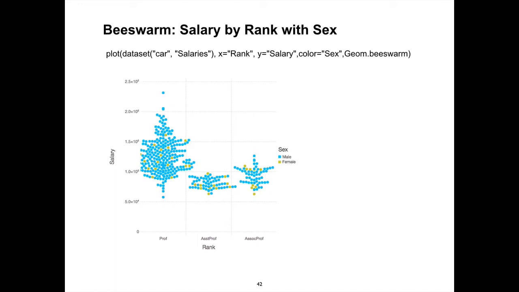So we have professors, here's all their salaries. And of course, when we get people with the same salary, they get stacked this way. And here we are also coloring by sex. So now we can start to see there's clearly more males and females, right?